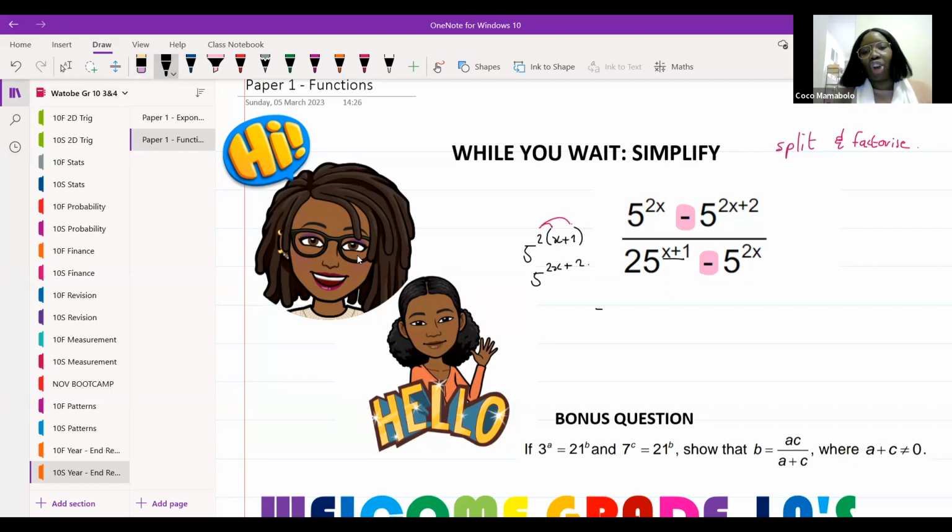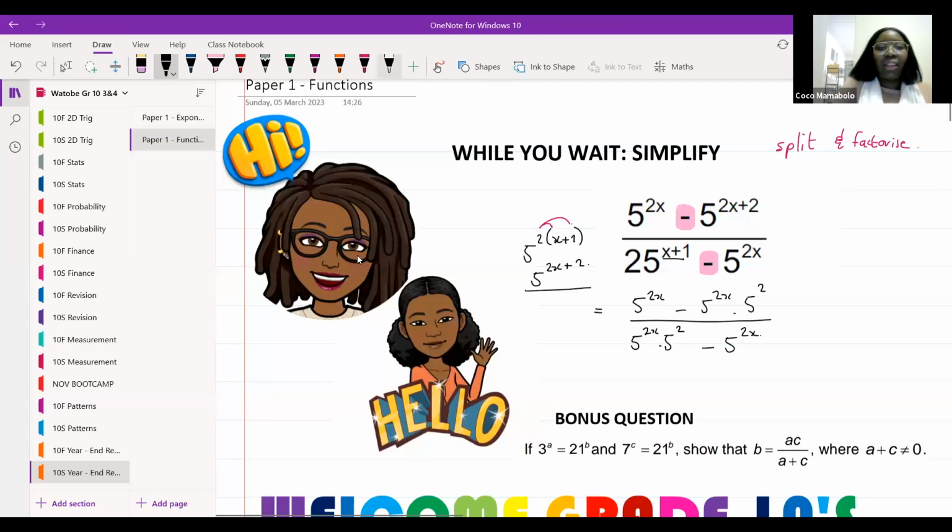All right, here's my next step. I'm going to split the top. I'm going to go 5 to the power of 2x minus 5 to the power of 2x times 5 to the power of 2 over, let's do the bottom. I now know that 25 to the power of x plus 1 is actually 5 to the power of 2x plus 2. So I'm going to split it into 5 to the power of 2x times 5 to the power of 2 minus 5 to the power of 2x. That's the split part done.